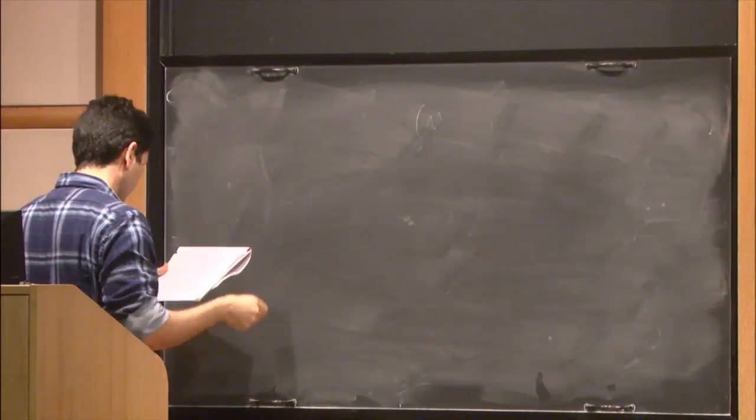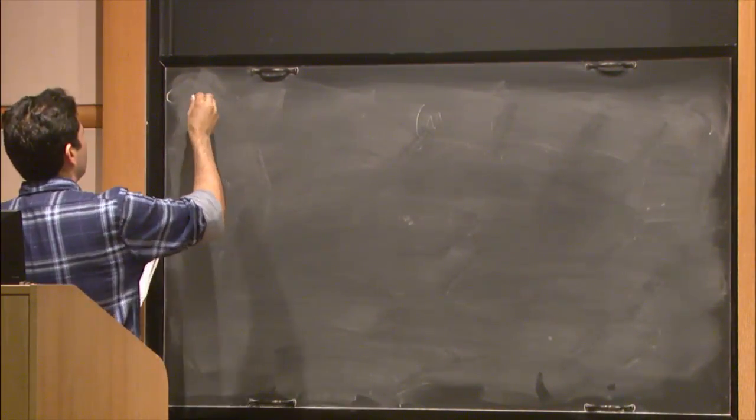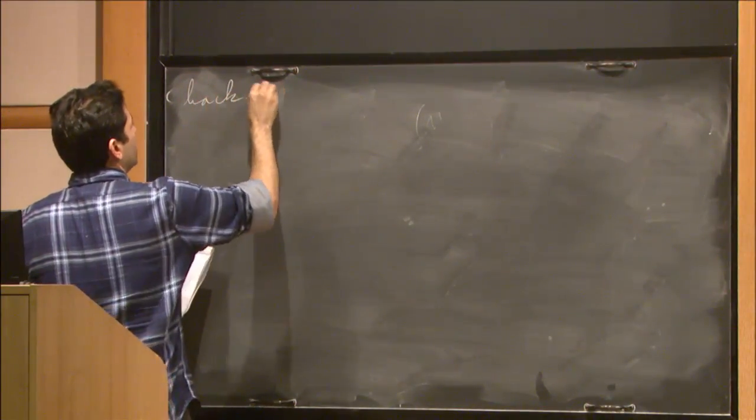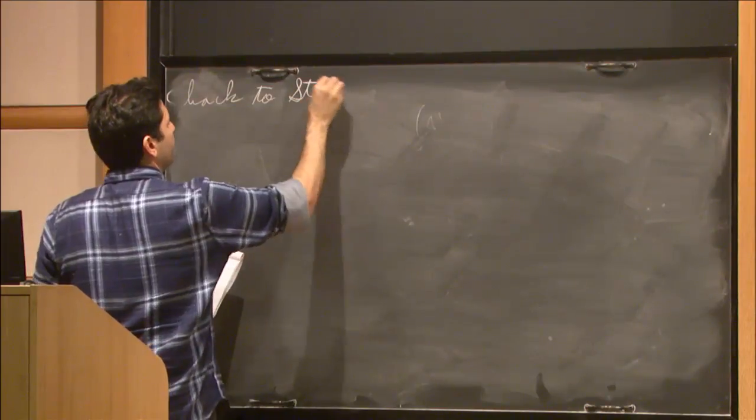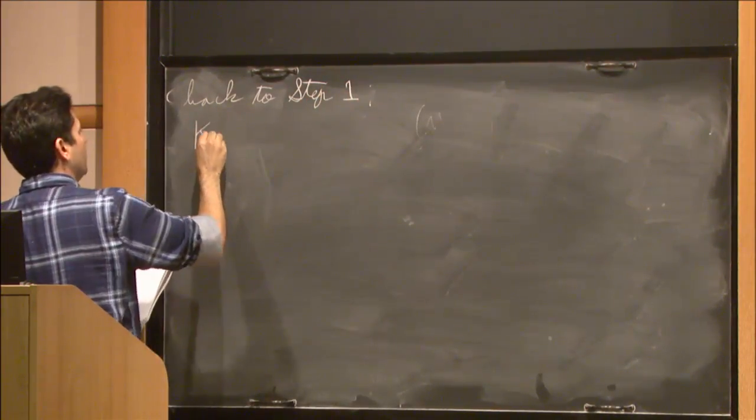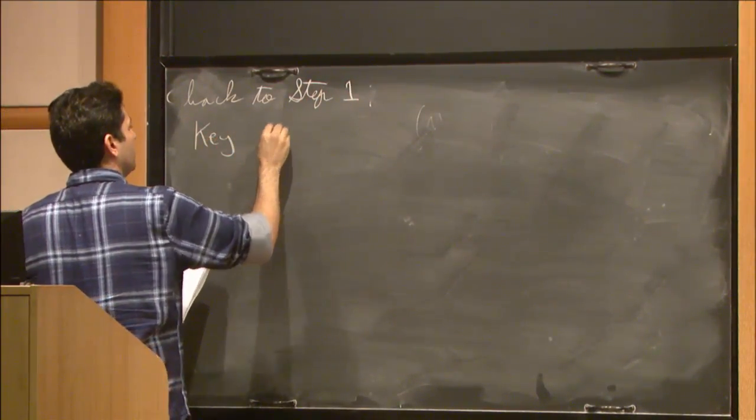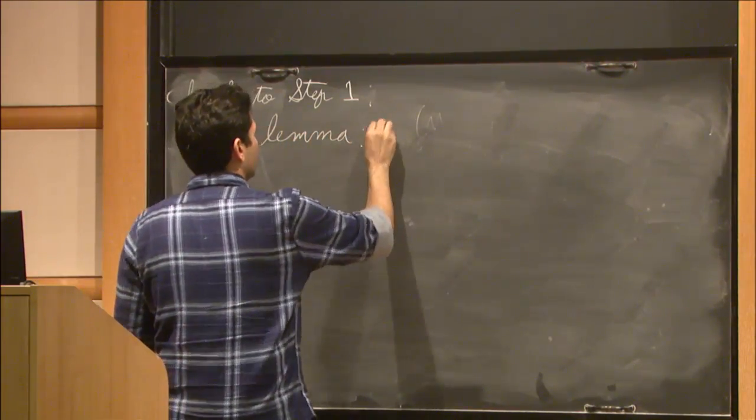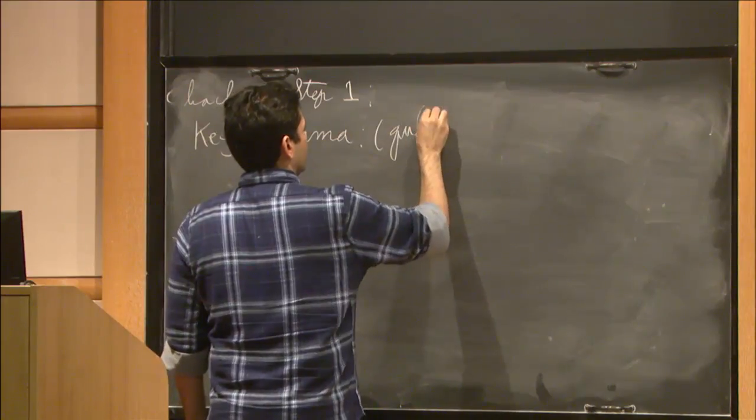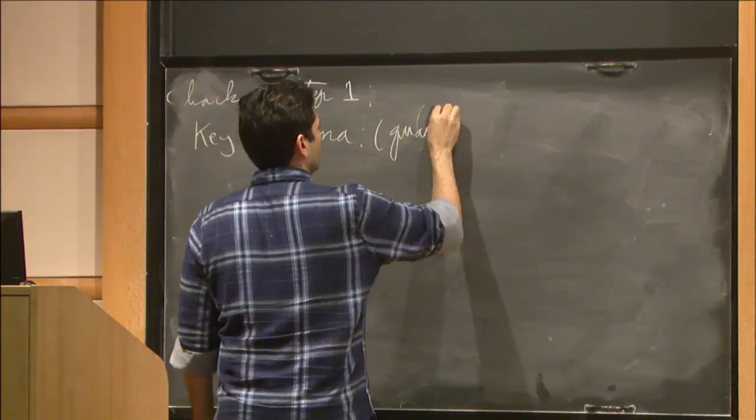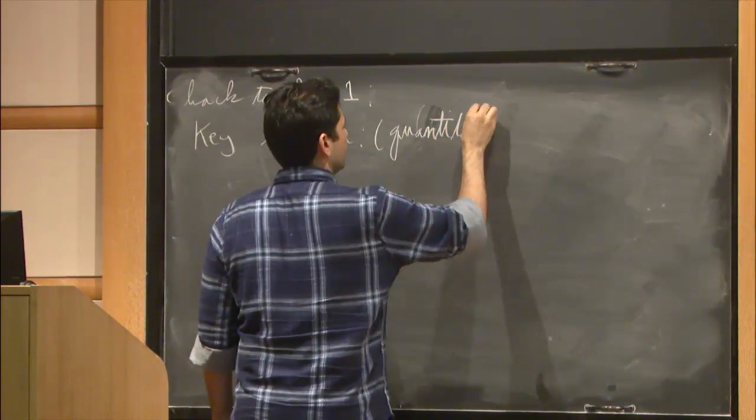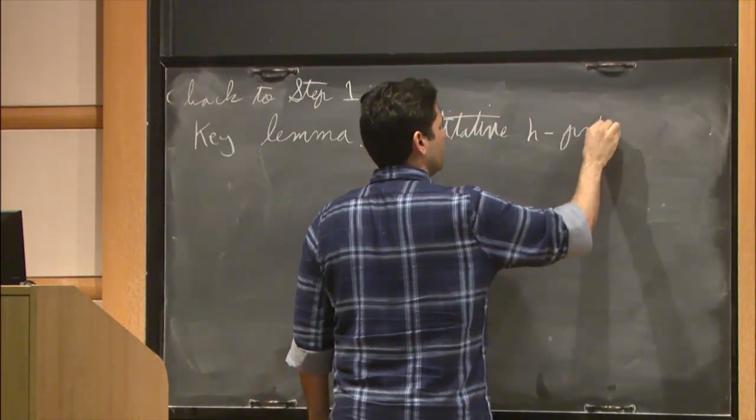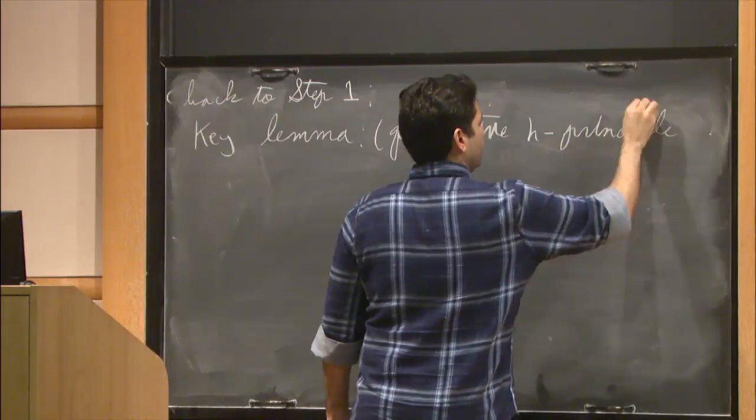Okay, back to step 1. How do you construct this invariant tree? There is a key lemma, which I'll just state, but won't prove. This is what Bohovsky and Opstein call quantitative H principles. They have a paper on quantitative H principles, and this is an example of one such thing.